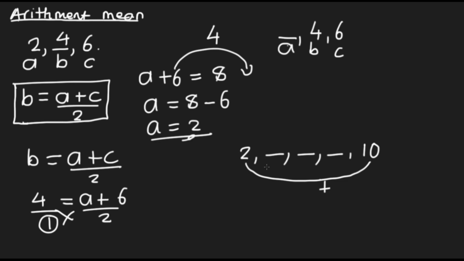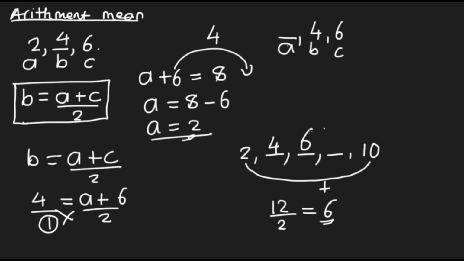So let's add 2 plus 10 will give us 12. 12 divided by 2 will give us 6. So this number that we have found is here. Then if I find this number, I can find the middle term for the first 3 consecutive terms. So I'll just say 6 plus 2 will give us 8. 8 divided by 2 will give us 4.